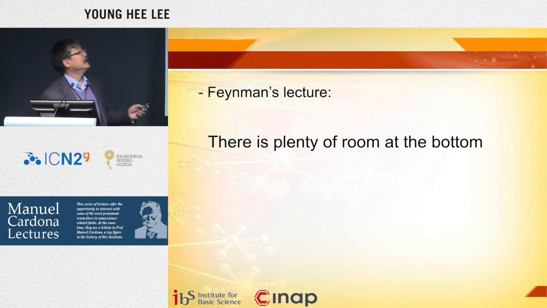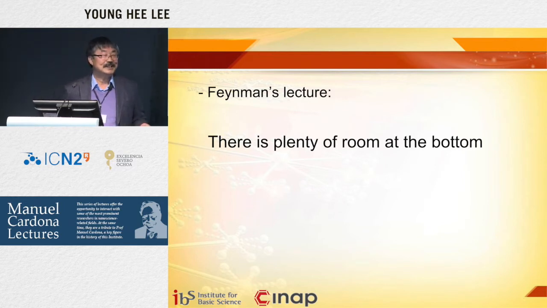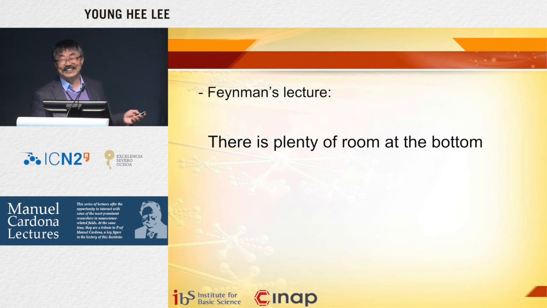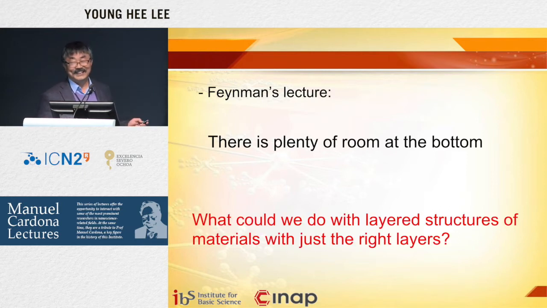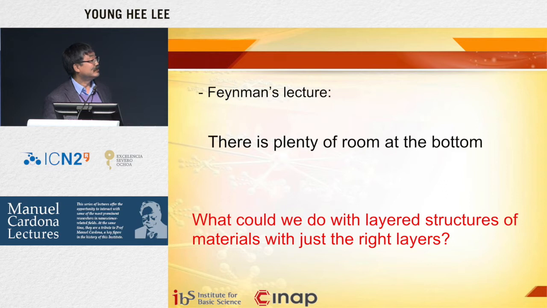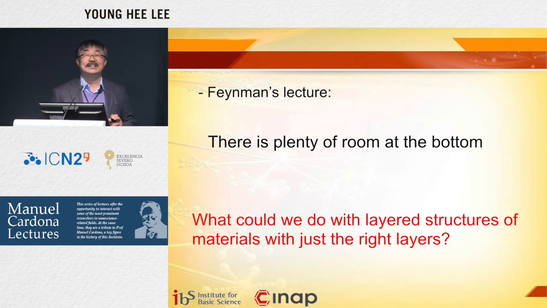So let me start. If you look at this lecture from the late 50s, it is very famous in nanoscience: "Plenty of Room at the Bottom." But this lecture is quite lengthy, and somewhere you'll find this sentence: "What could you do with layered structures of materials with just the right layers?" So he already predicted, although he's a high-energy physicist, what's going on in material science, and one of the things he looked at is layered structure. If you can control the number of layers, that means you have something new. He already predicted this could happen, and this is what we are working on at the moment, maybe 60 years later, right?